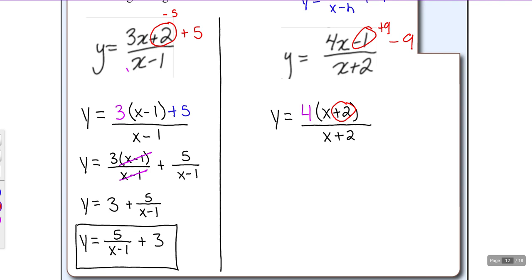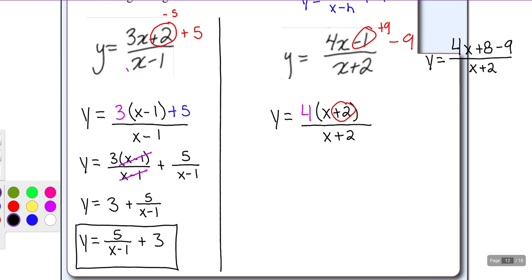That means my top equation now looks like this: y equals 4x plus 8 minus 9 over x plus 2. And then I can GCF my 4 out of that, which is why I get the 4 times x plus 2, with a minus 9 still afterwards.